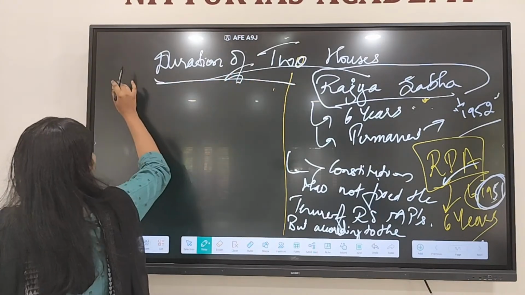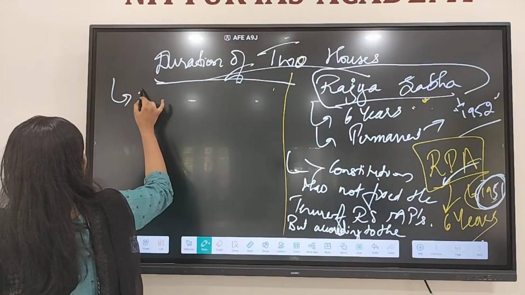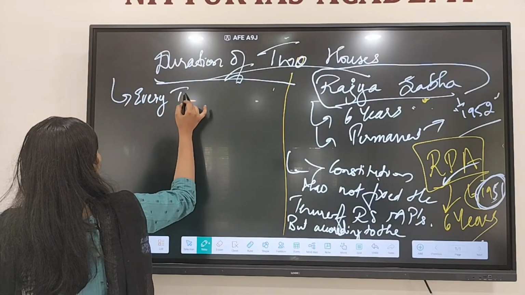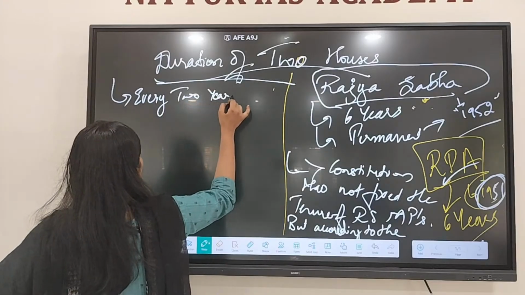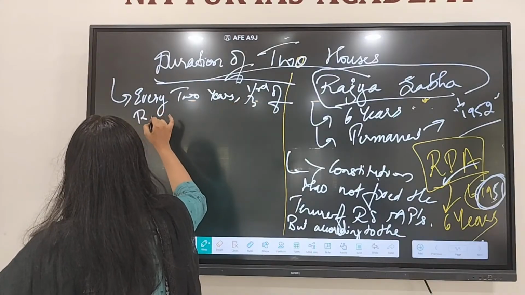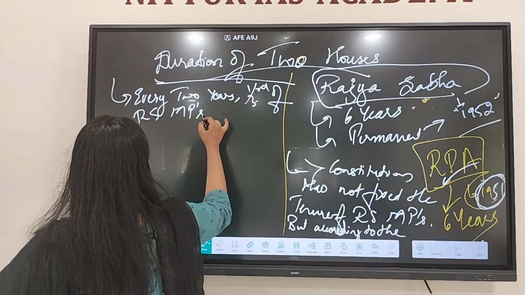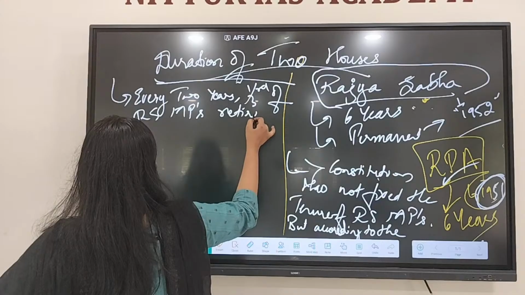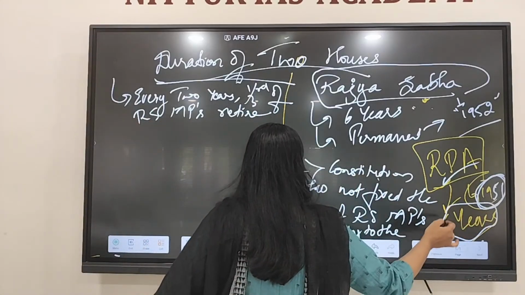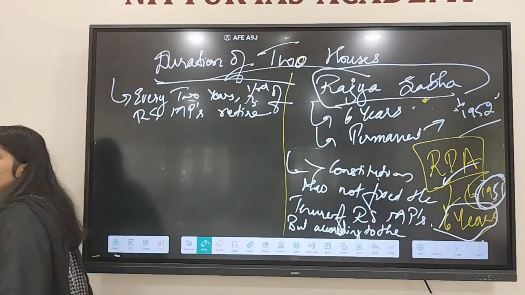See here, what it says, for every 2 years, 1/3 of Rajya Sabha MPs get retired. Okay, here there is a lot of confusion. That is, the term is 6 years, but they say retirement is every 2 years. Why?